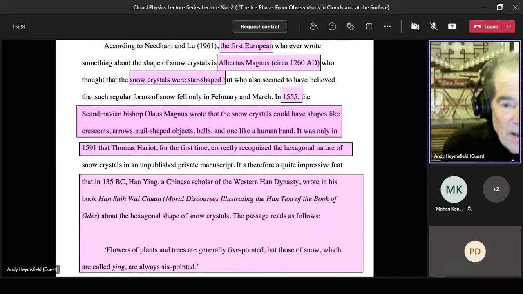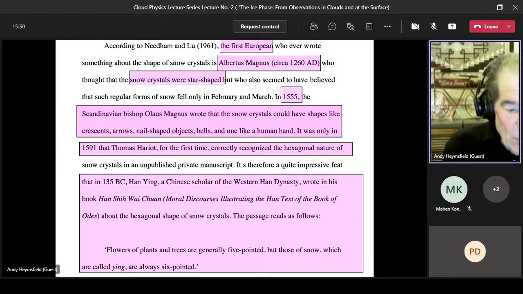It is therefore quite an impressive feat that in 135 BC, a scholar talked about the hexagonal shape of snow crystals. Flowers and plants and trees are five-pointed, but those of snow, which are called yin, are always six-pointed.